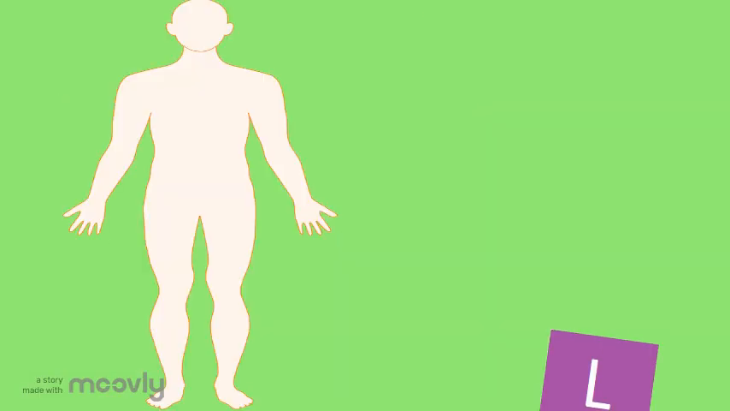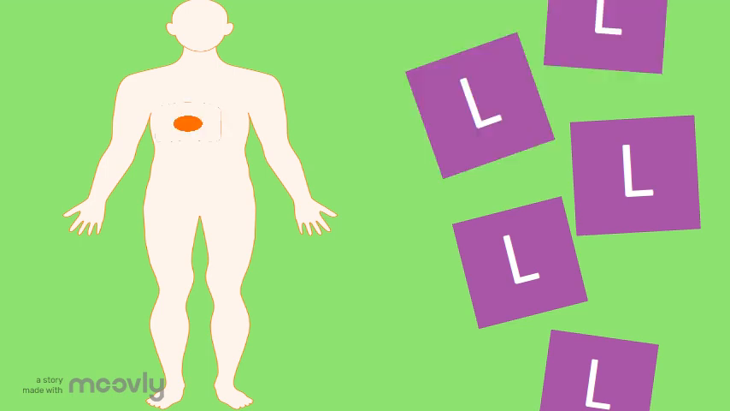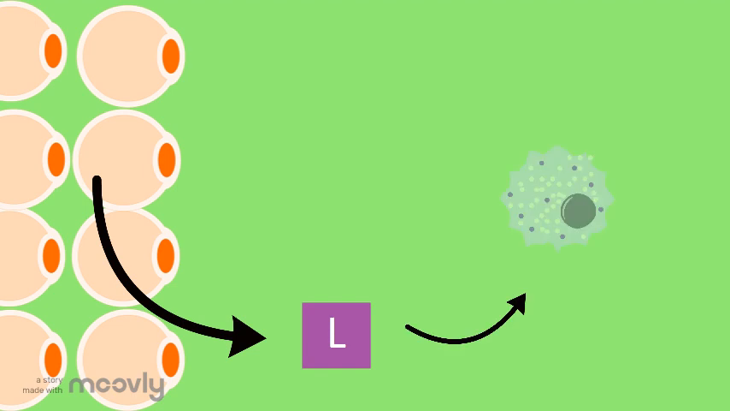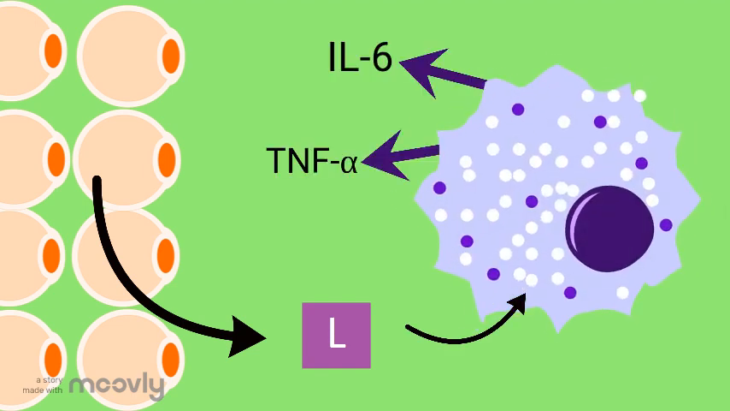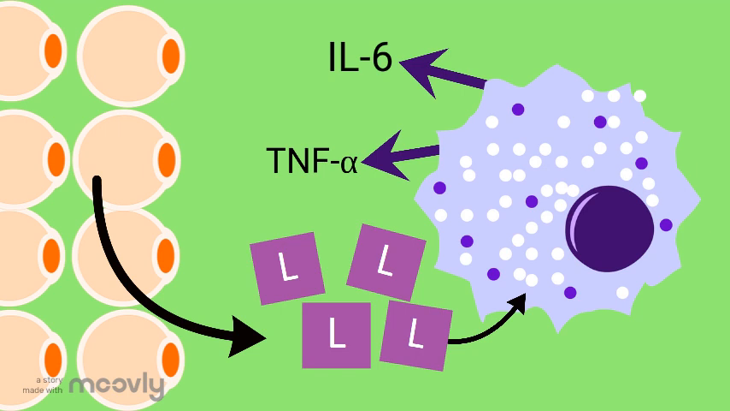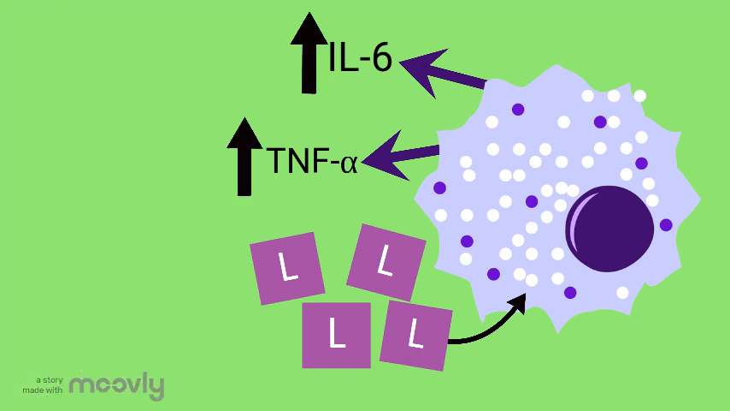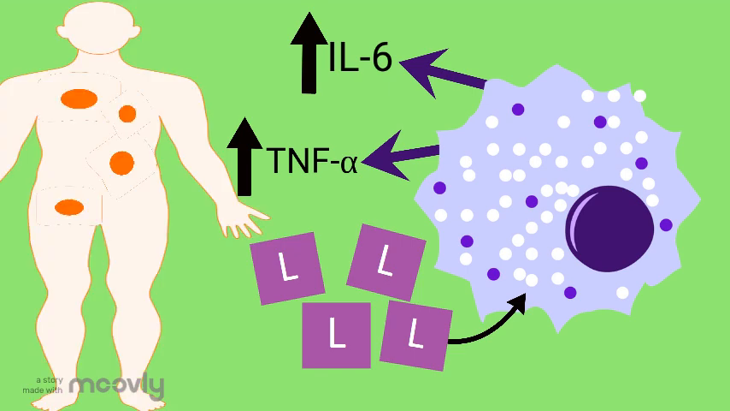The first suggestion that leptin might play a pivotal role in tumour development was based on the observation that leptin induces production of cytokines, TNF-alpha and IL-6, by macrophages. Thus, in obese individuals with increased leptin levels, this inflammatory response is upregulated, thereby increasing the risk of obesity-related cancers.